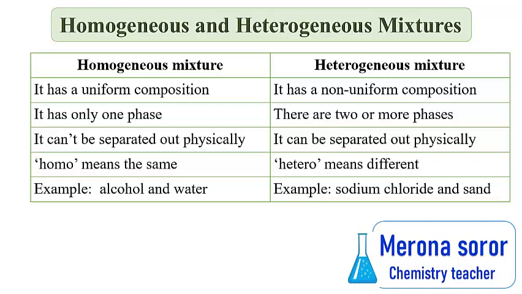Homogeneous mixture, it has a uniform composition. It has only one phase. It can't be separated out physically. Homo means the same. Example, alcohol and water.